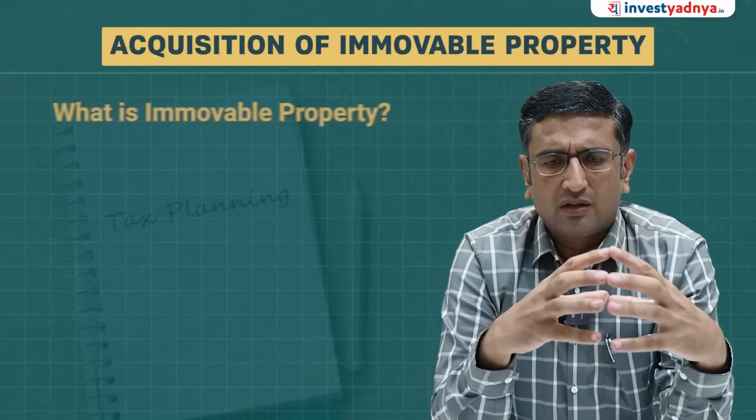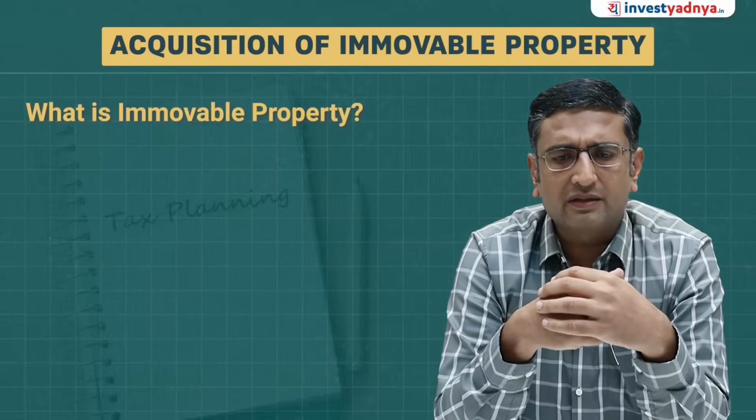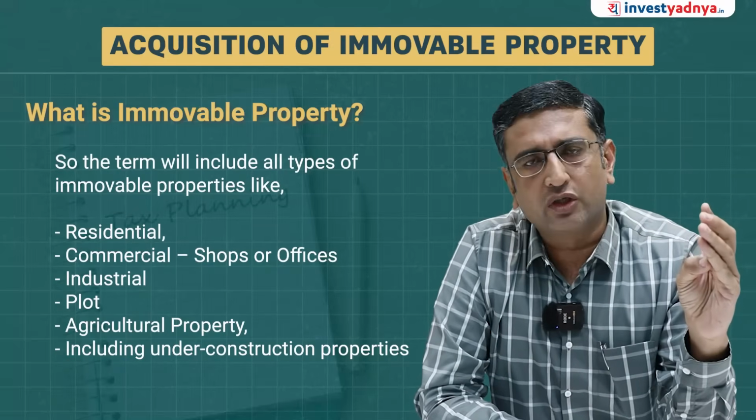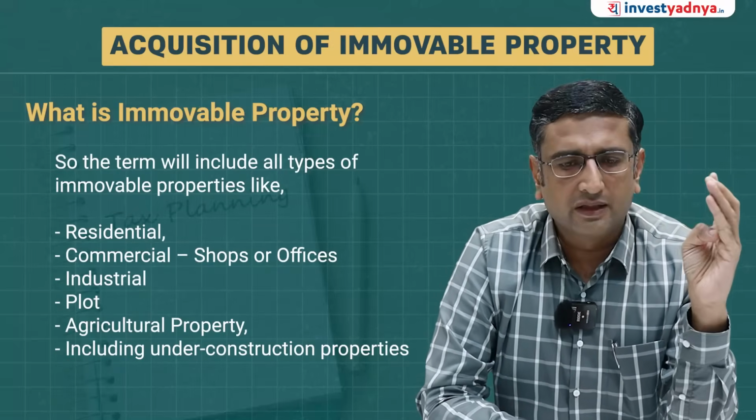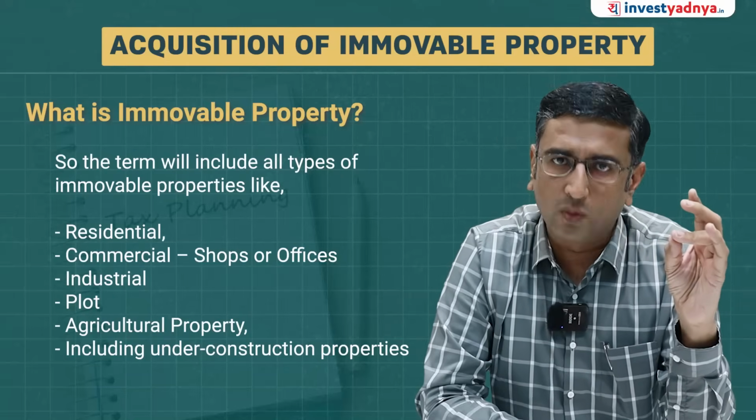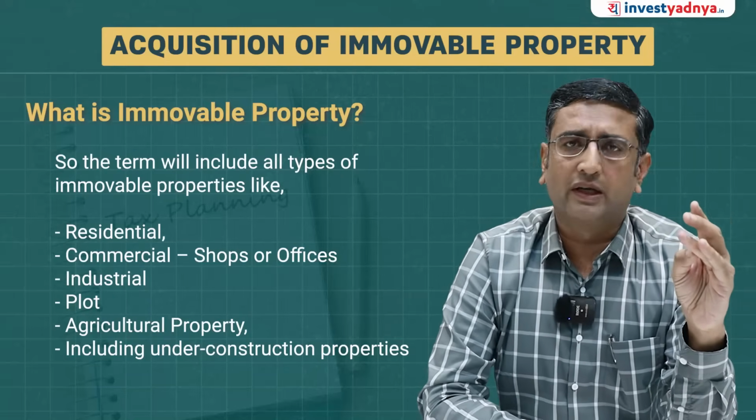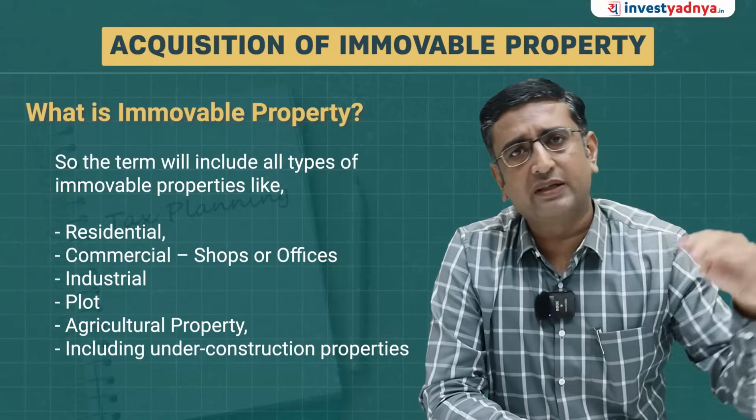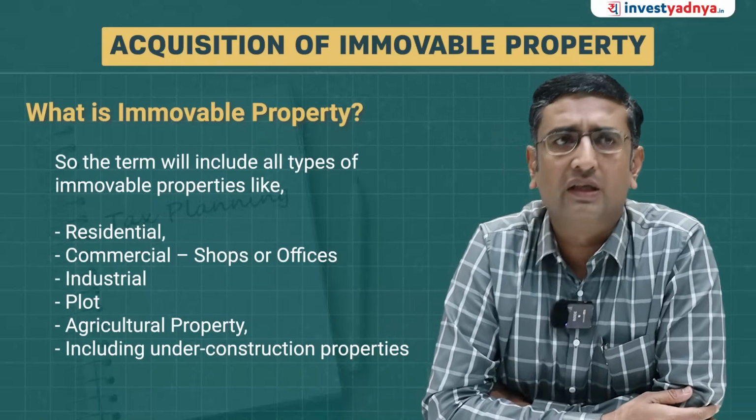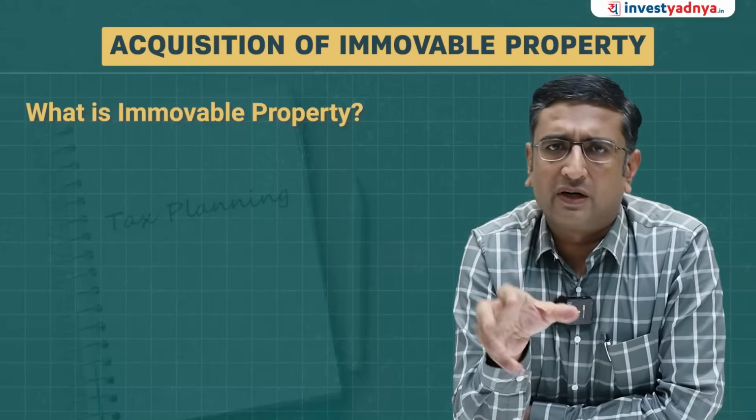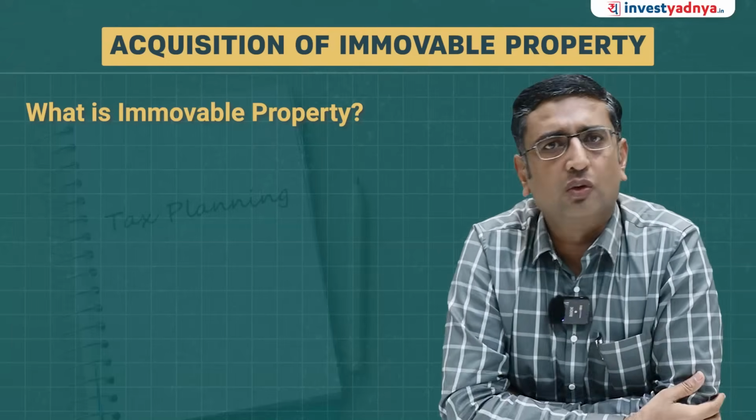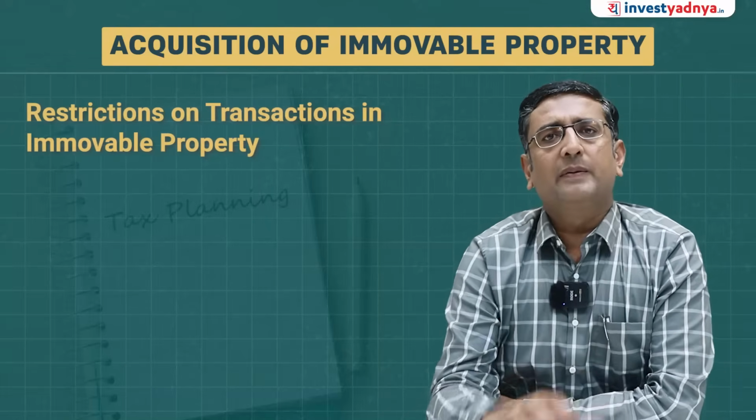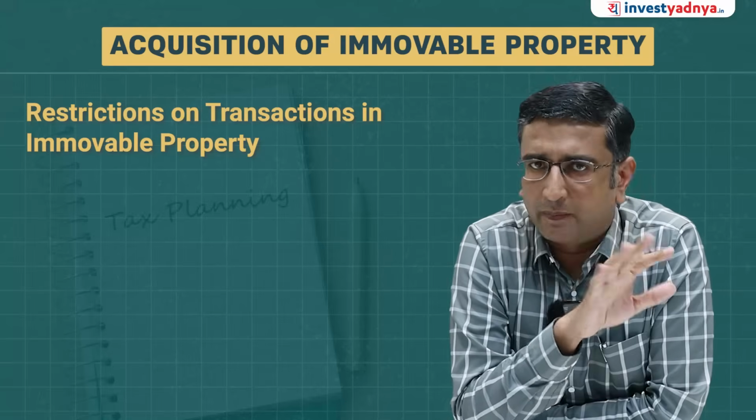So the term immovable property will include residential property, commercial property, which will include shops or offices, then industrial properties, open plots, agricultural land, agricultural property, and even under construction property also. So if some property is under construction, that will also get covered under immovable property. So the general meaning of immovable property we can take to apply these provisions of the FEMA law equally. So what is the restriction under the FEMA law regarding immovable properties in India?